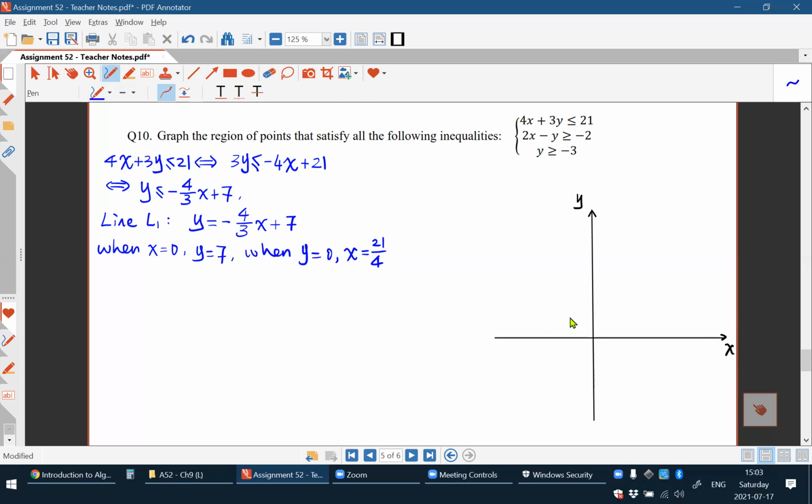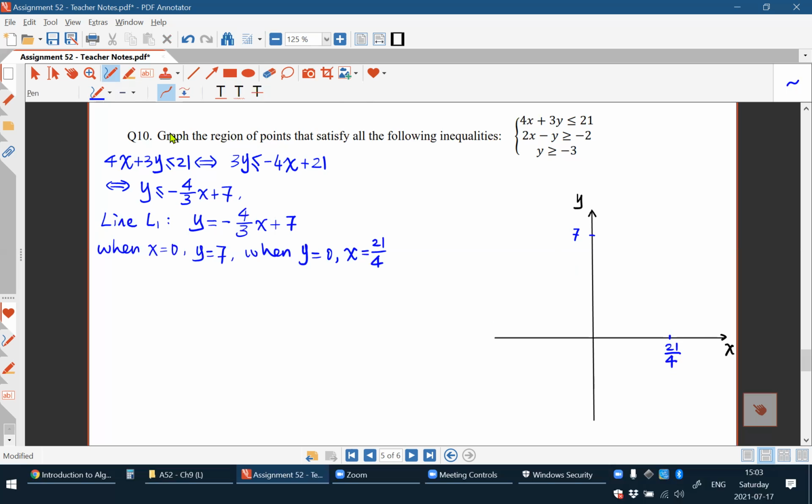Okay, it passes 2 points. One point is (0, 7). Let's say (0, 7) is here. And the next point is (21/4, 0). So 21 over 4 is here.